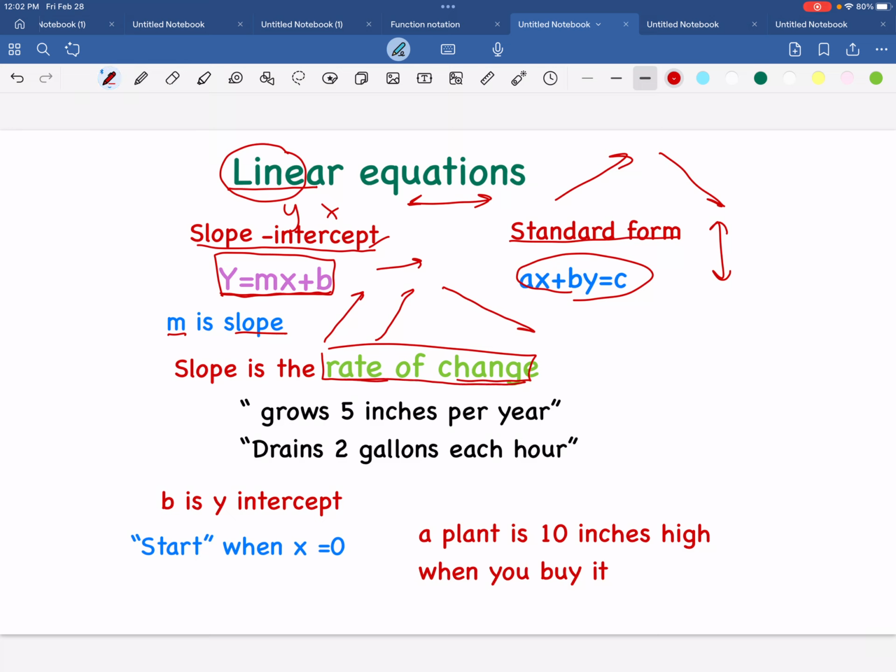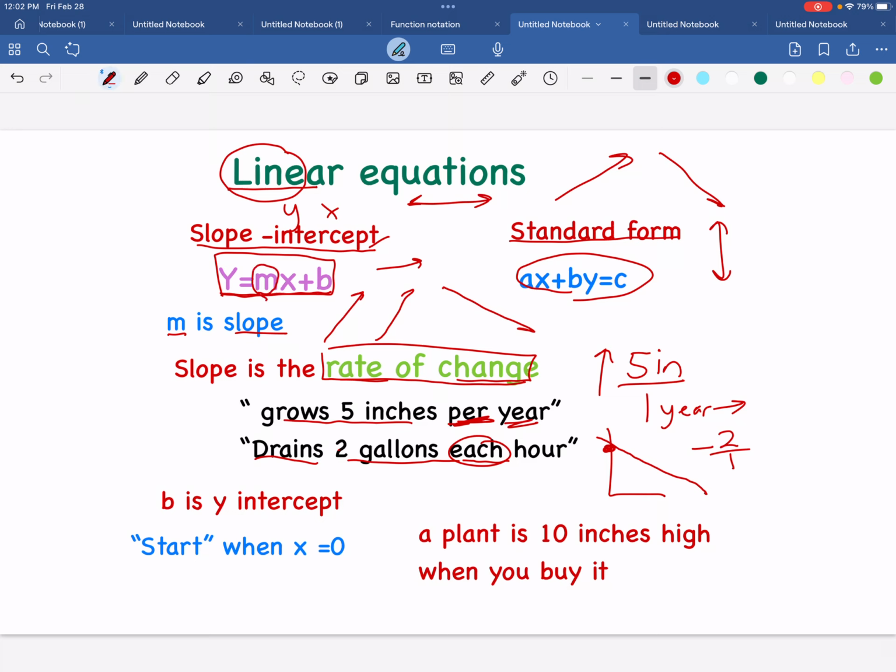So here are some examples. You hear words such as something grows 5 inches per year. So it goes up 5 inches every 1 year in time. Or another one, something drains 2 gallons each hour. So each hour is like per year. Wherever this starts, it's going to lose 2 gallons. It's actually going to go down, so it would be a minus 2 gallons every 1 hour. So slope is the rate of change, and it's right here, right before that x.